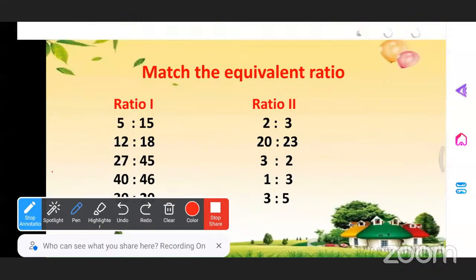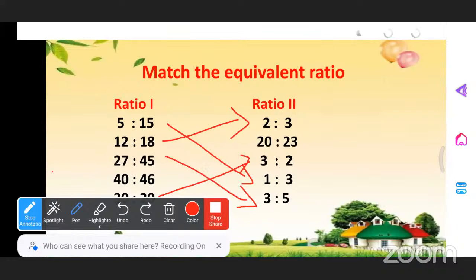So the last one is 3 is to 2. Now I arrange: first one is 1 is to 3, second one is 2 is to 3, third one is 3 is to 5, and fourth one is 20 is to 23. Is this correct or wrong? Yes, correct, ma'am. Okay, Kana. Now you are clear in the ratio, equivalent ratio.